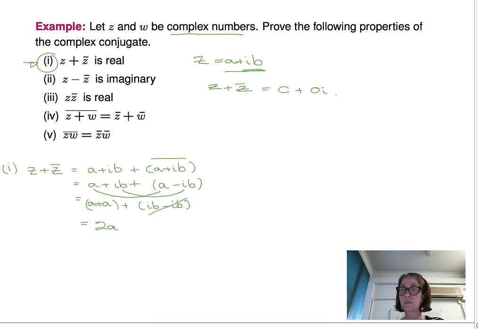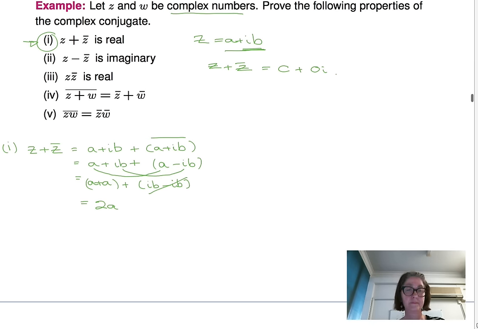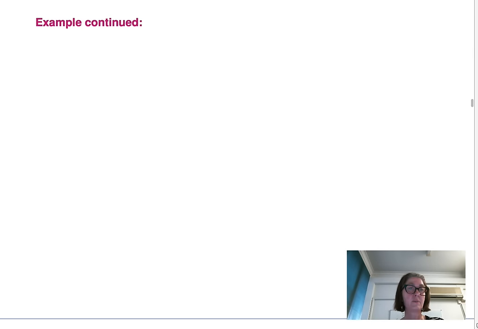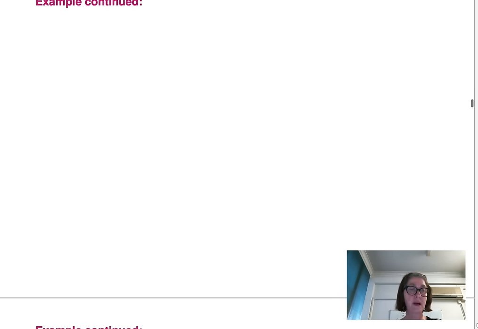Okay, so let me just go to the next page then. And this has got plenty of space for you to try those other properties at home, and we'll talk a bit more about those when we come into class.